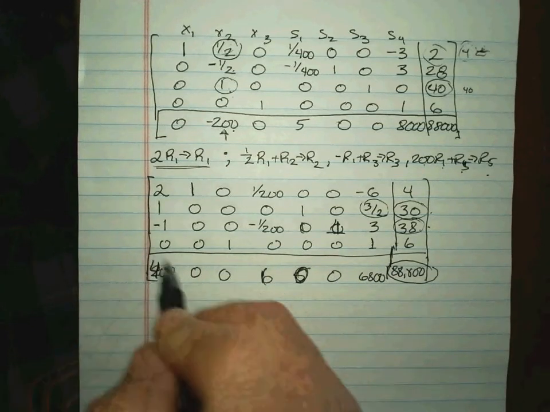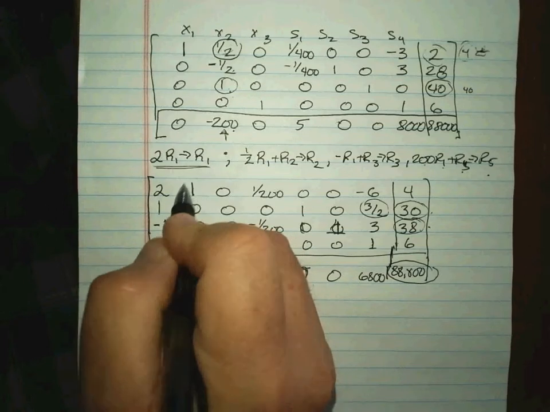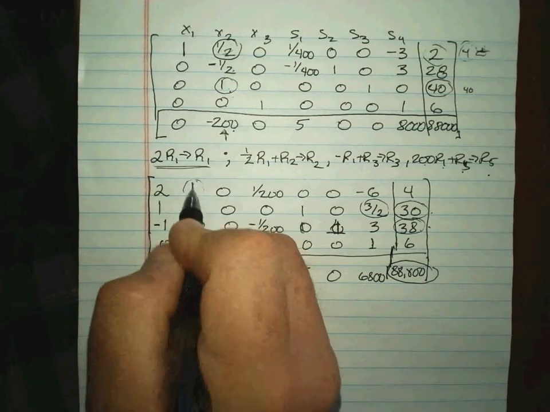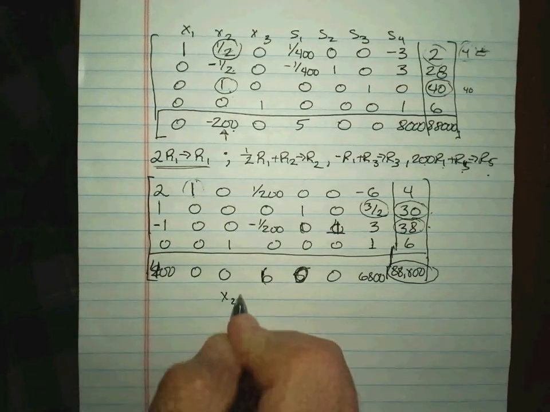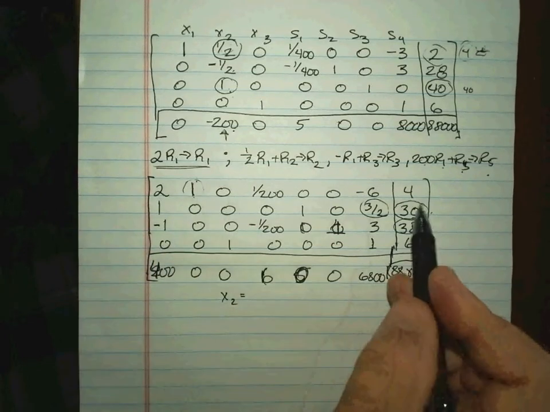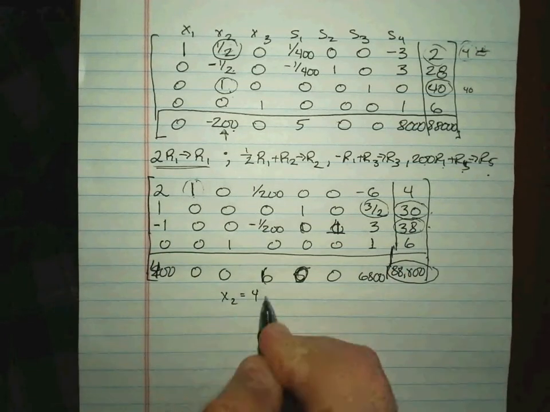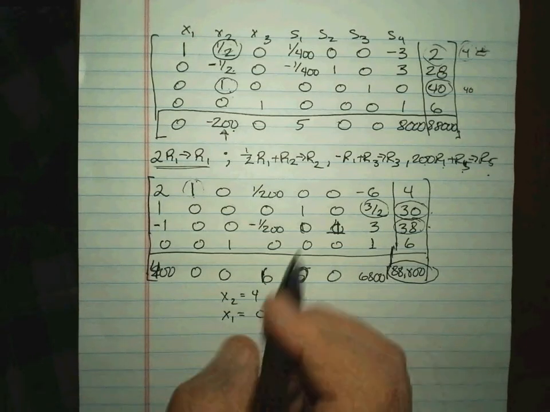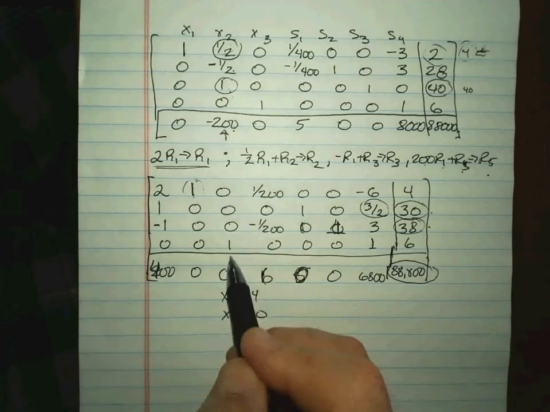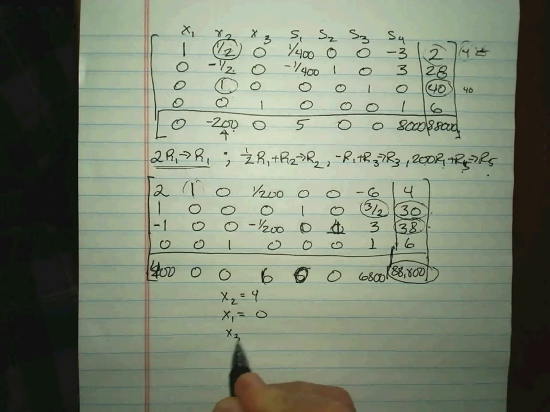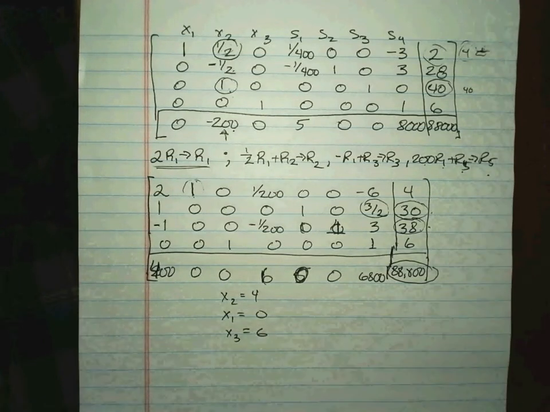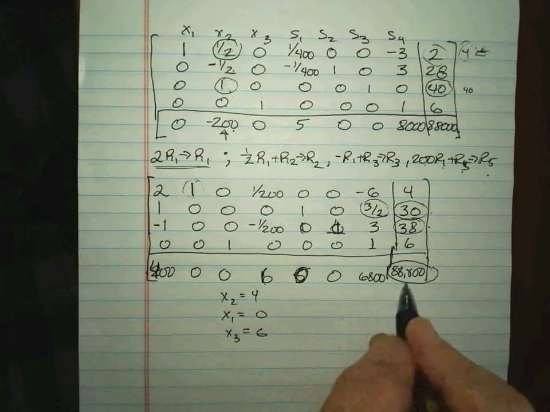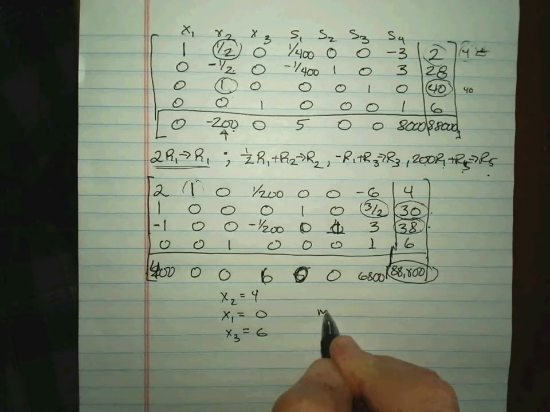Let's see what our solution is when we read the solution. Here's a pivot, so x2 has a pivot, that's 4. x1 does not have a pivot, that's 0. x3 has a pivot, that's 6. And then our maximum value, 88,800.